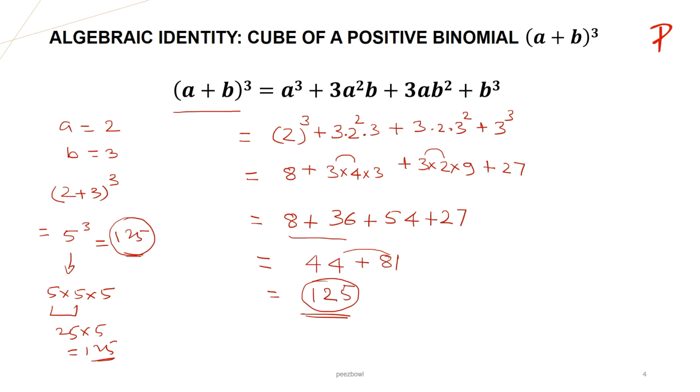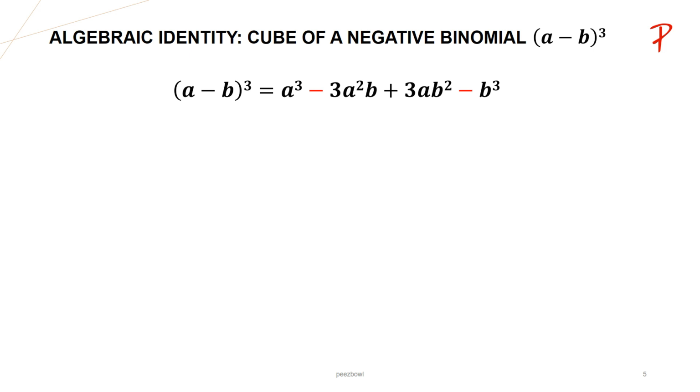You can try the cube of a negative binomial, that is (a − b) to the power 3. If you follow the same process, you will find that (a − b)³ is equal to a³ − 3a²b + 3ab² − b³. So you have to be careful about the signs here. Here there are two negative signs, before 3a²b and before b³.